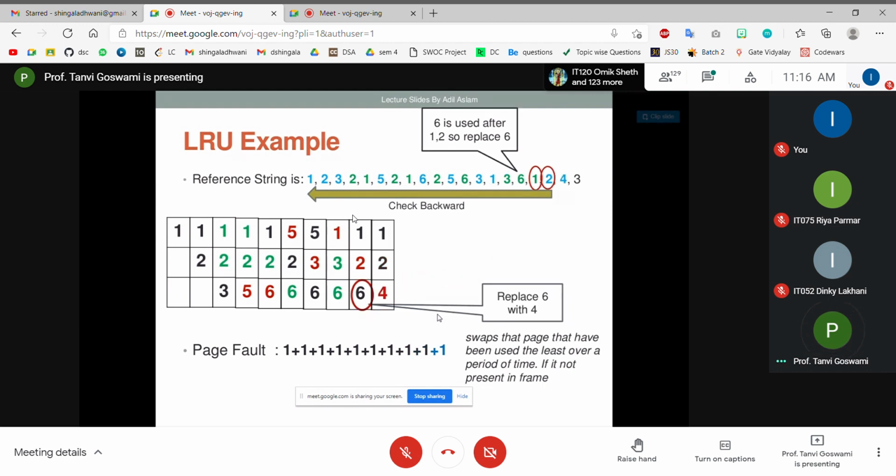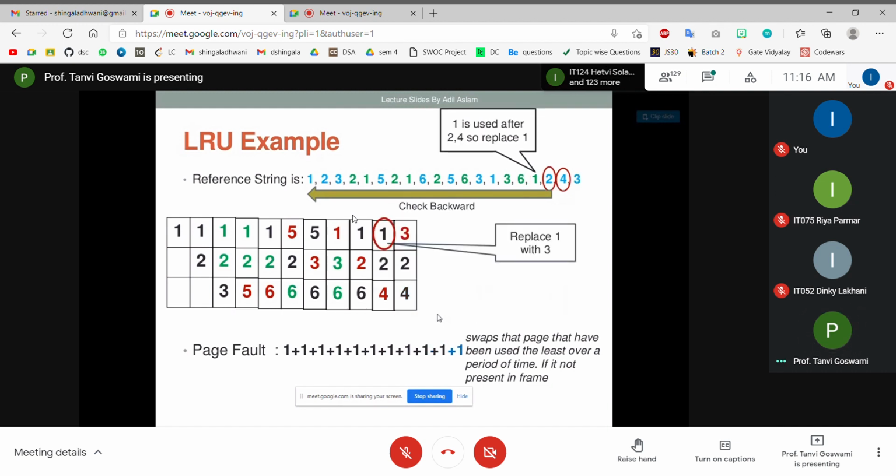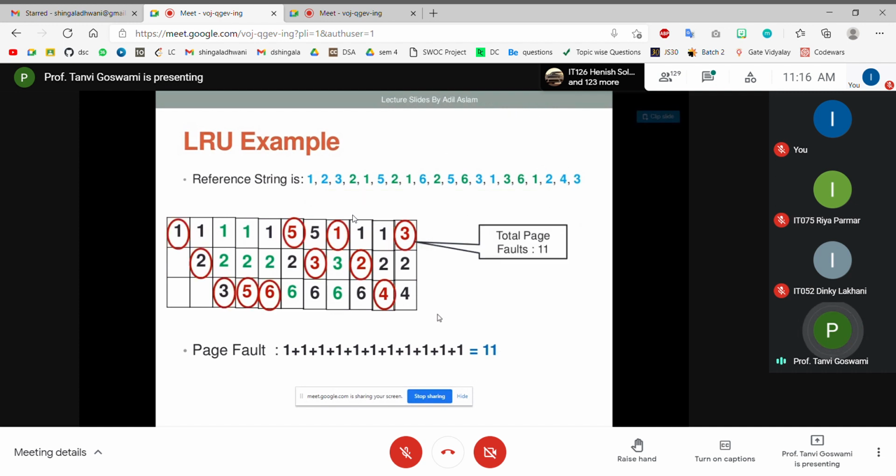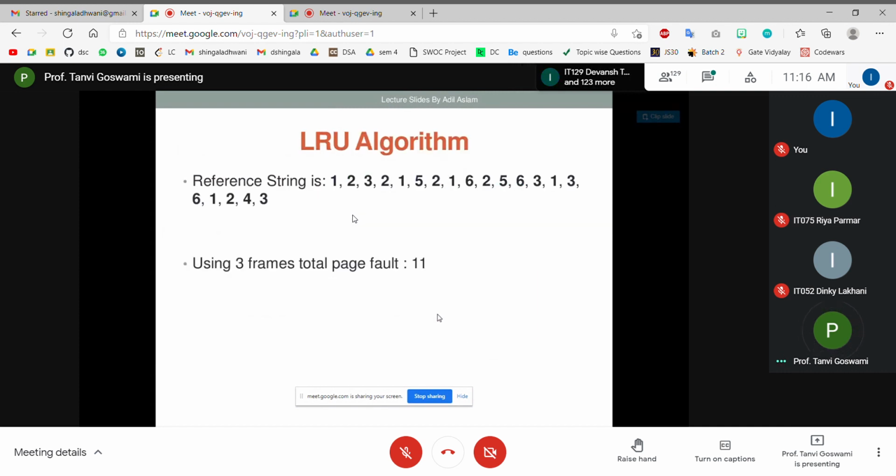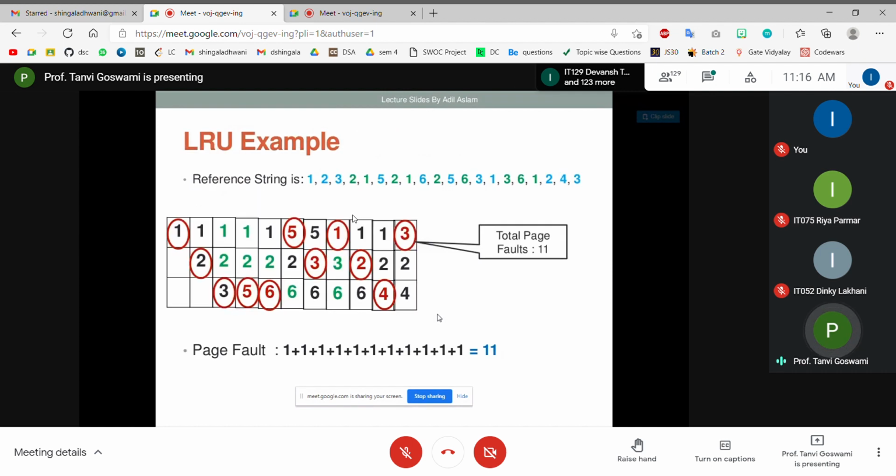Right? Then there is a reference for page number 3. Follow the arrow. Which page was referred recently? That is 4. Which page was referred before that? That is page number 2. Which page was referred before that? That is page number 1. Right? So we will put 3 in place of 1. Right? So total number of page faults are 11. All right? And that will be your answer. Fine, page faults are 11.